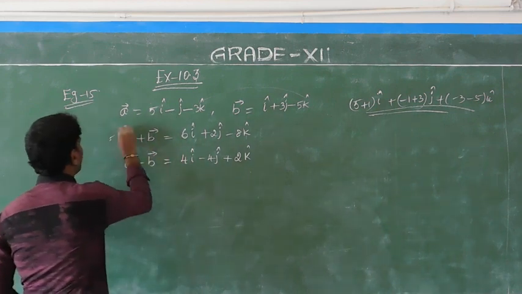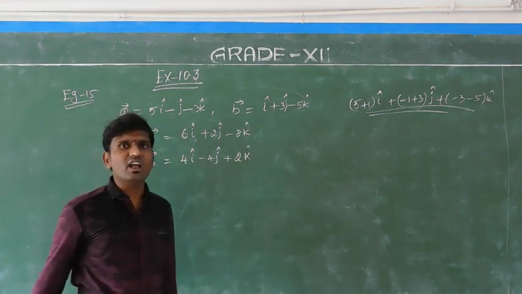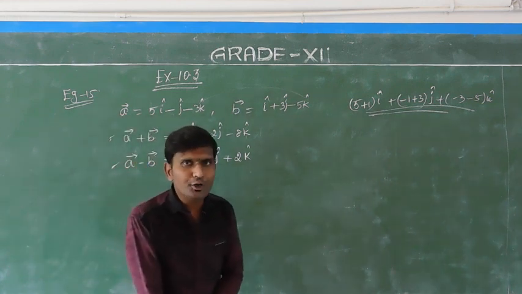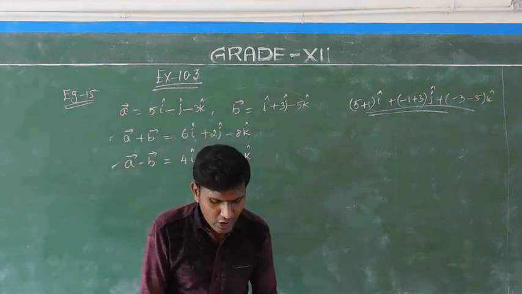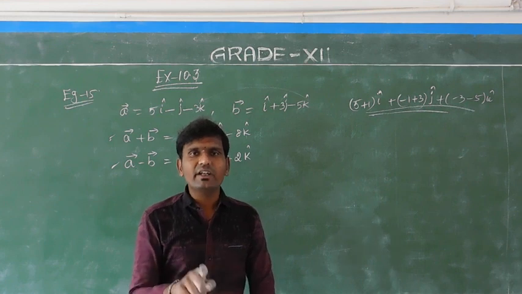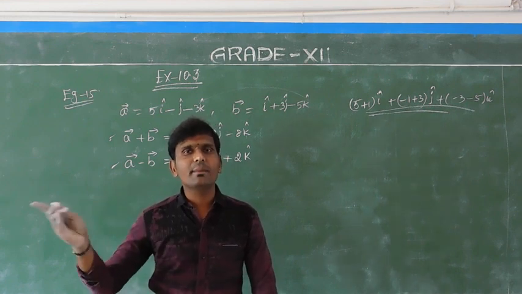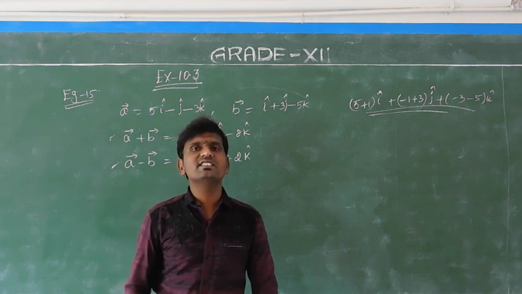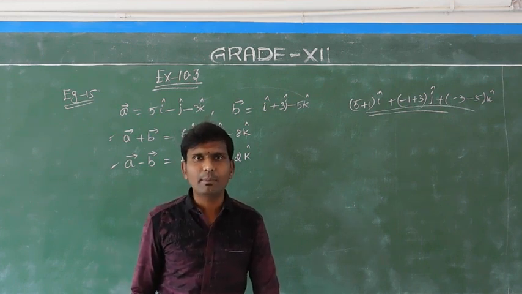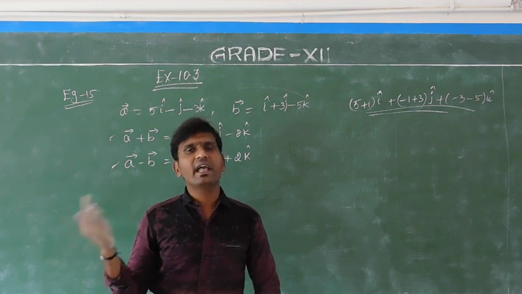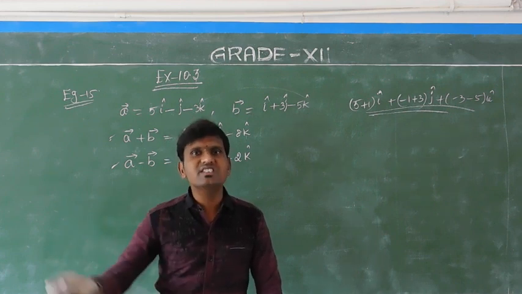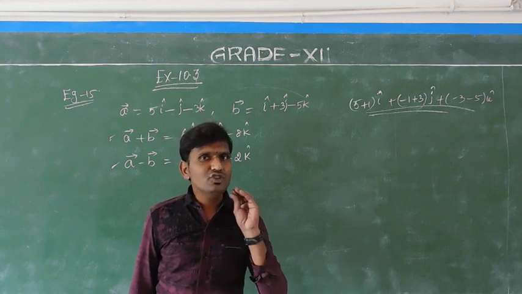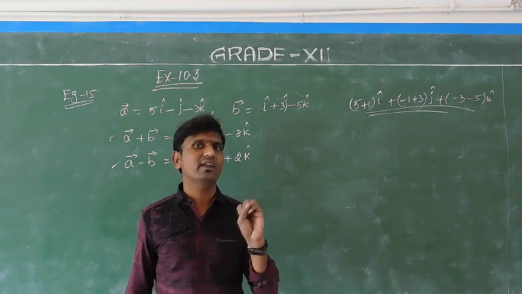Already we found the value of A vector plus B vector and A vector minus B vector. Now what are we going to prove? What is the question asking? Show that the vectors A vector plus B vector and A vector minus B vector are perpendicular. Before that we should know the perpendicular condition: take the two vectors into dot product, which is equal to 0, that is A dot B equal to 0. That is your perpendicular condition for the given vectors.